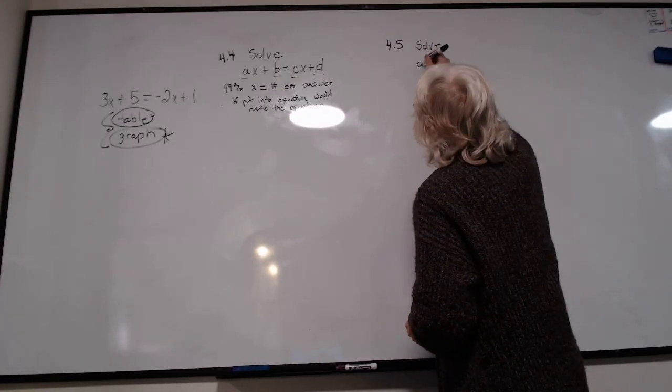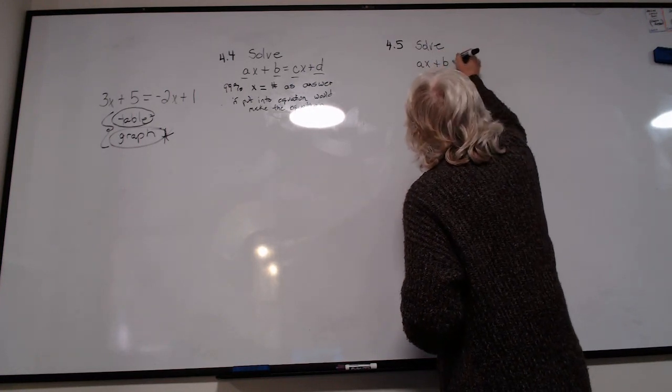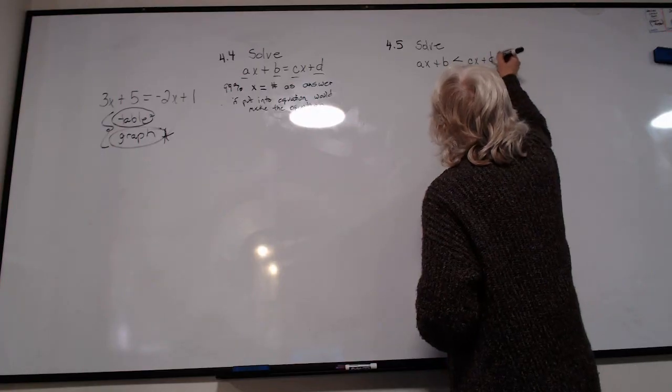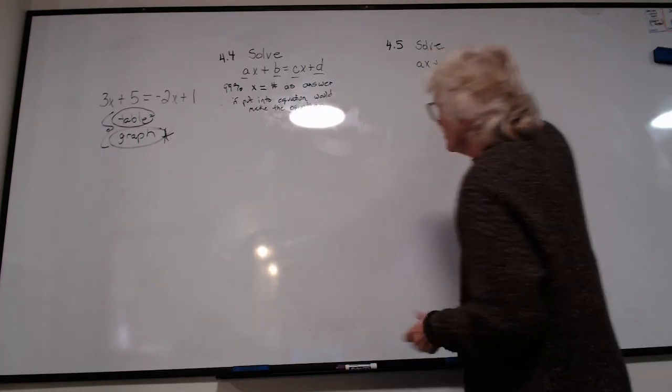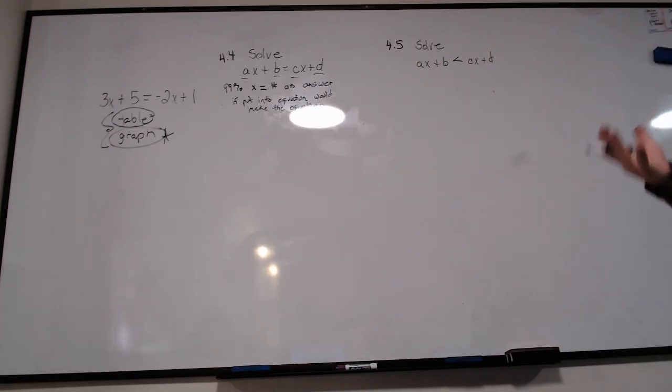It's solving ax plus b is less than cx plus d. It doesn't matter which combination you put there, so it's one that is greater or less than or equal to the other. Wait, are you doing 4.5 now? I'm doing them together because they're very similar.